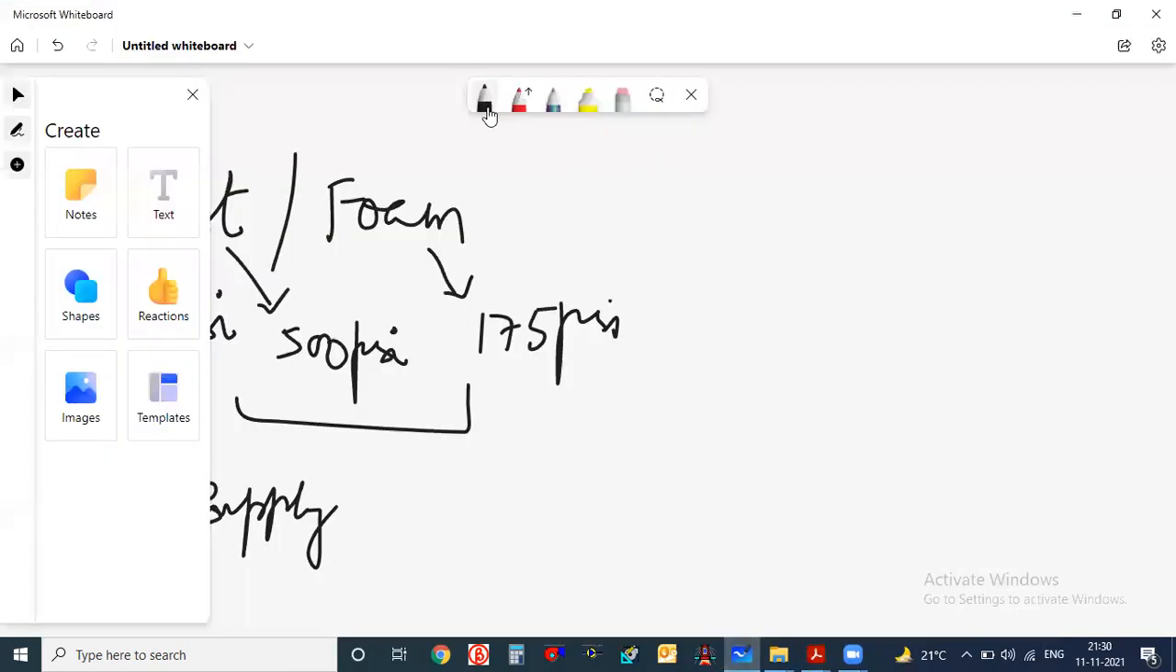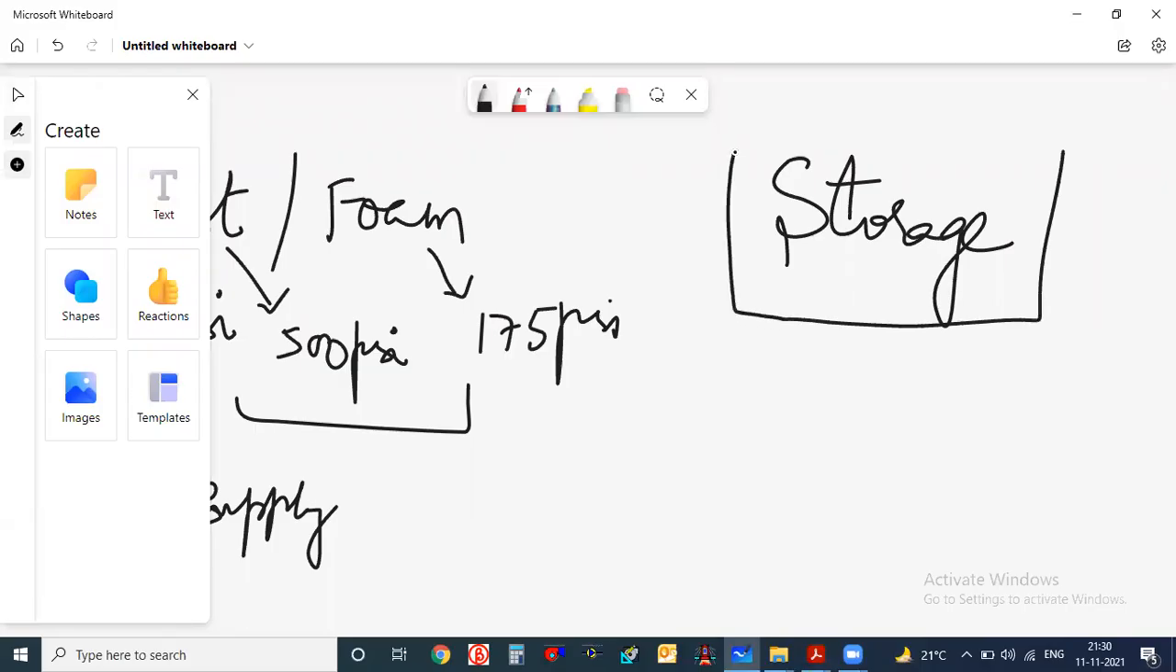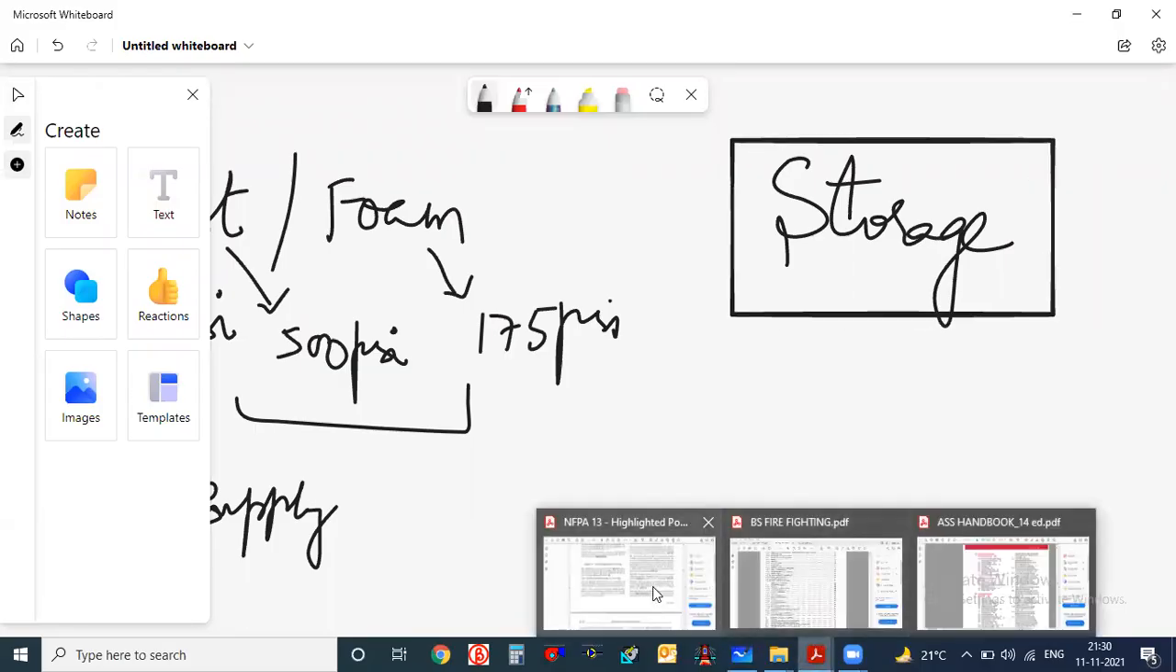Today we will see something about storage type buildings. Okay, let us see some part of it. And in this storage type, you can just compare these two books.